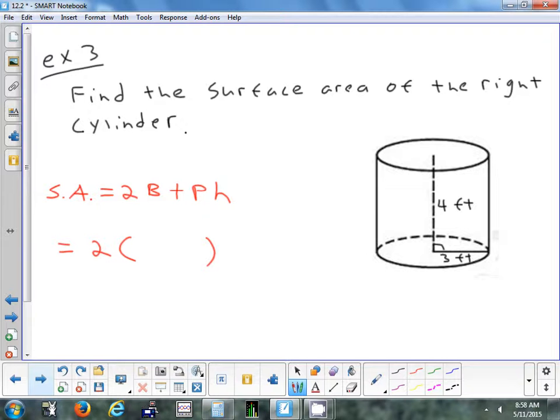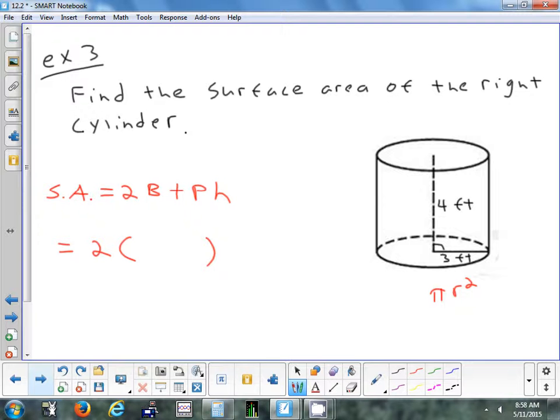Okay, first thing I need is the area of the base. Base here is a circle. So now in our head, we've got to think, area of a circle. Luke, what's the formula for the area of a circle? Pi r squared. Just one of the bases. I don't need to do both yet. Just pi r squared.